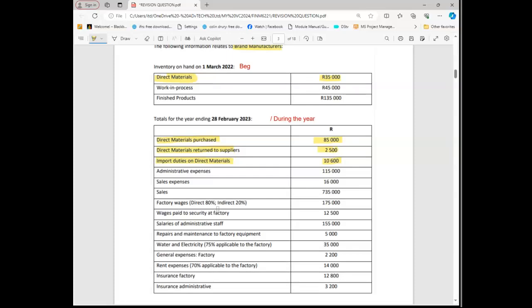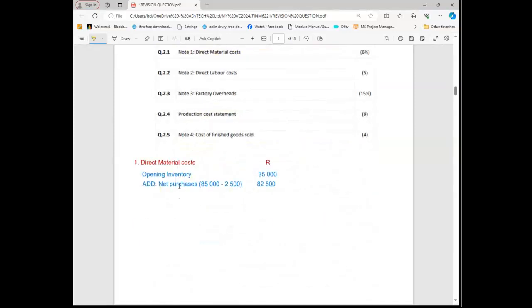Okay, sir. So I'm going to add this one. We only have import duties here, 10,600. I'm going to add import duties.